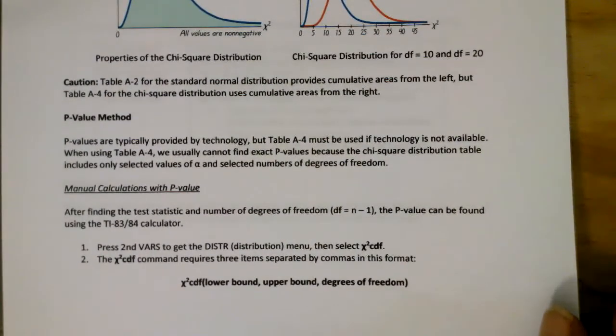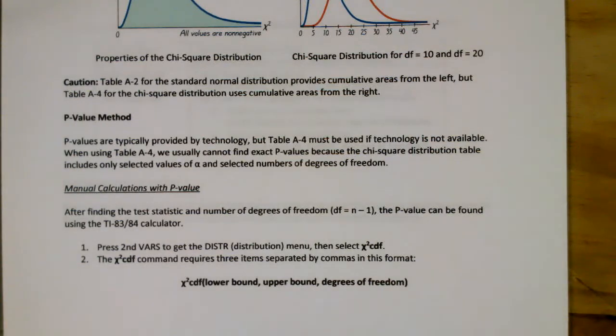Now the p-value method will be the best thing to use in the examples I'll be providing. So we'll be using the TI-84 plus calculator, and I'll show you how to do the calculations with the p-value. Once you find your test statistic and your number of degrees of freedom, the p-value can be found using the TI-83 or 84 plus calculator.